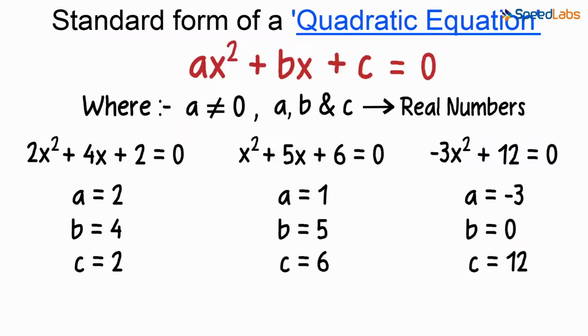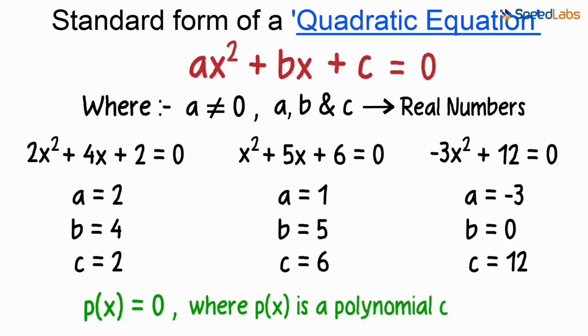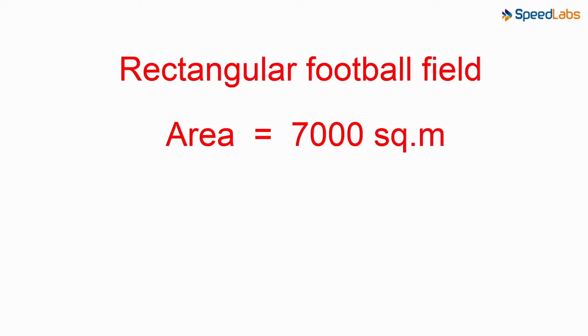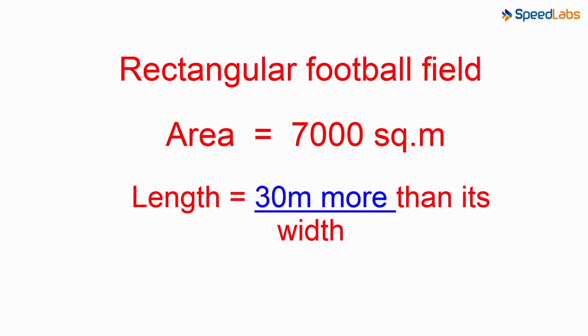We can say that a quadratic equation is of the form p of x equals 0, where p of x is a polynomial of degree 2. Does it have any application in real life? Say you're asked to build a rectangular football field with an area equal to 7,000 square meters. And you're also told that the length of the field should be 30 meters more than its width. How would you build the field?